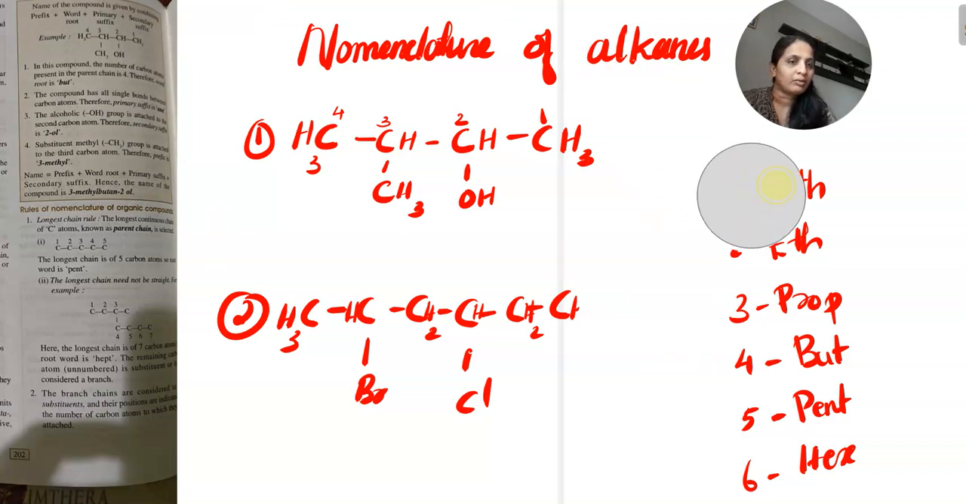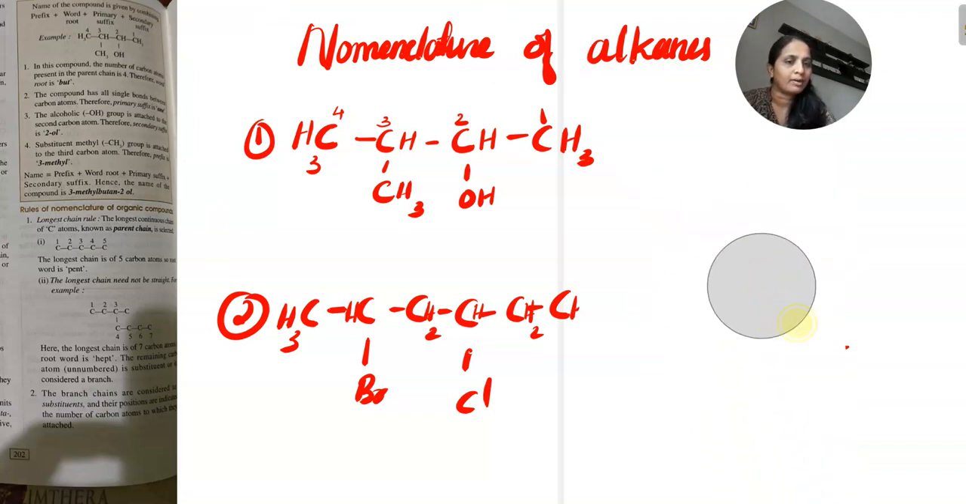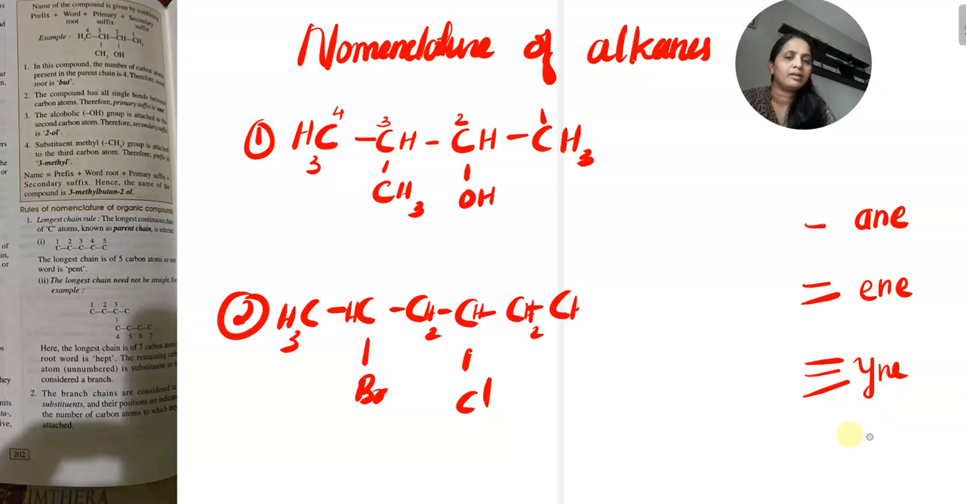Then we have to check if it is a normal hydrocarbon. If there is no functional group, we just check the bonds. If single bonded, we end with ANE. If double bond, we write ENE. If triple bond, you end with YNE. But this is not the case here. Here one functional group is there, the OH group. So how will we name it?